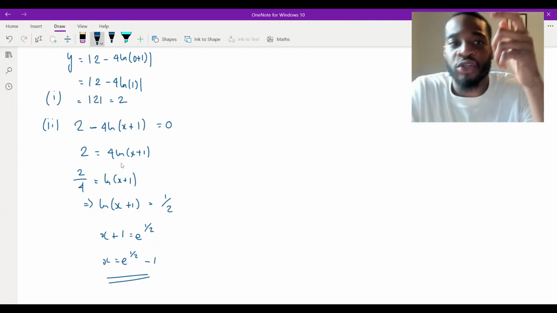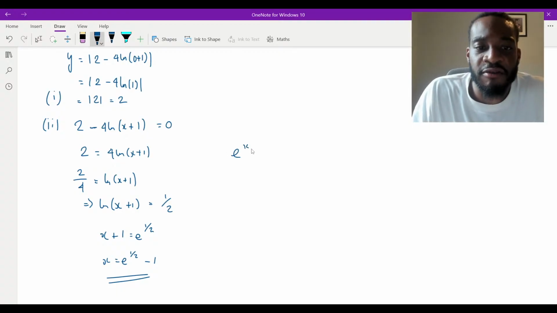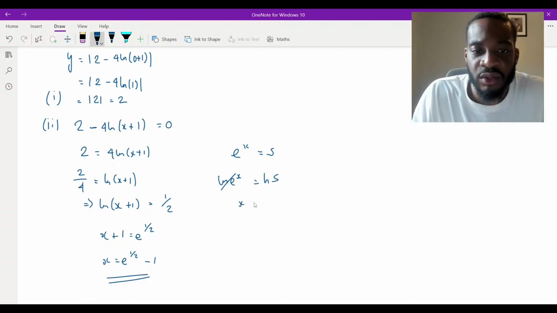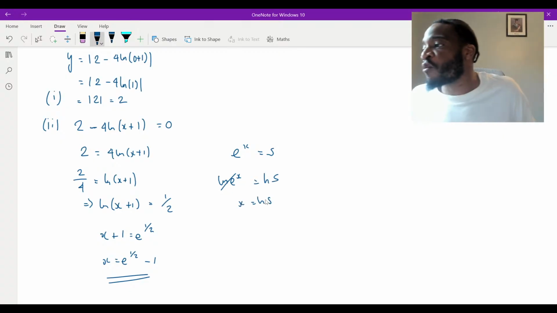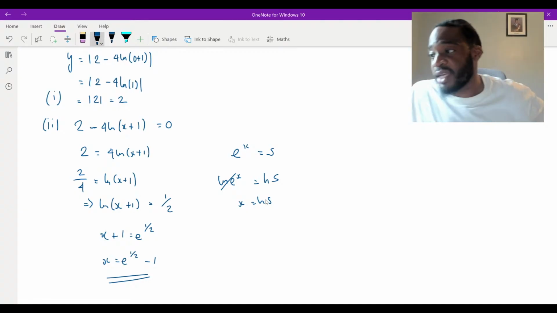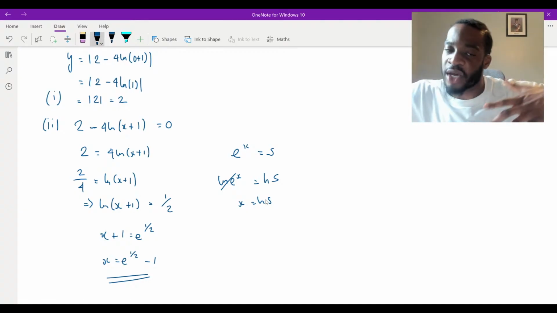So for example, if you had e to the x is equal to 5, to solve this, you get rid of the e's by taking ln's, don't you? So you do ln of e to the x is equal to ln 5, and then those will cancel, and you have x is equal to ln 5. So you take the ln of both sides when you're trying to get rid of e's, and then obviously you take e's of both sides when you're trying to get rid of ln's.